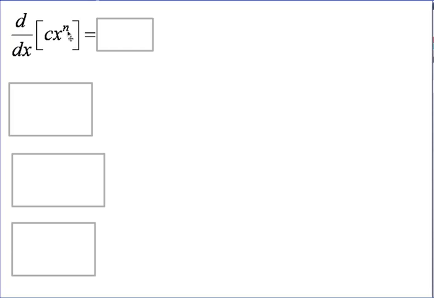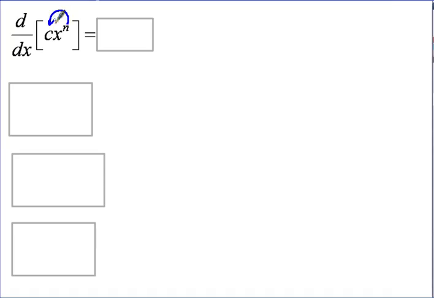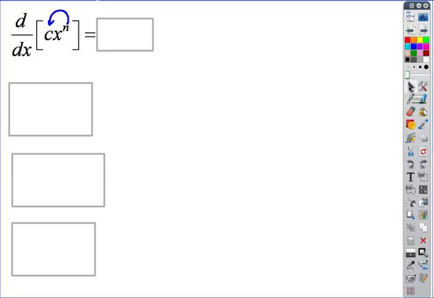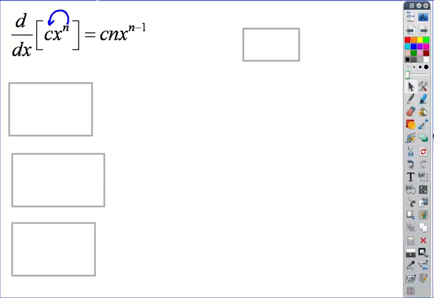Then we're just going to bring this exponent out front, multiply it by the coefficient, and then what do we do to the power? Take it to the n minus 1. Subtract 1. And so we end up with something like that.